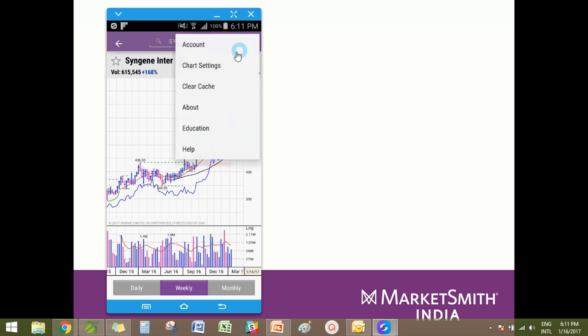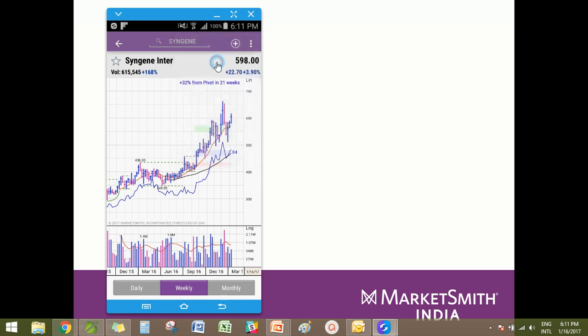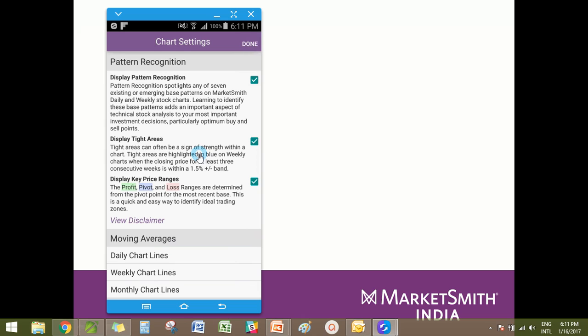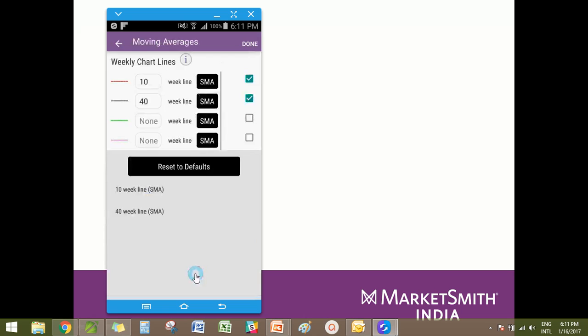Open your menu and go to your chart settings. And so you can customize each of your daily, weekly as well as monthly charts. So I was viewing the weekly chart for Syngene, so I'll tap the weekly charts panel, and you can see that by default you'll be looking at the 50-day or the 10-week line, 5 days in a week. So that's 50, and that's the trend line. I had my 200-day moving average or the 40-week line, and you can put them on or off by checking or unchecking these boxes.